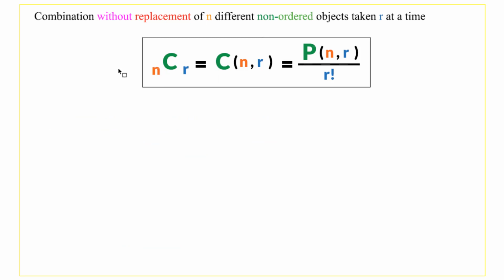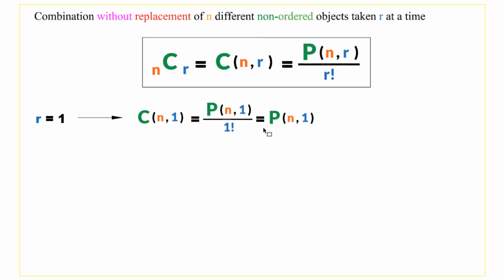So if r is equal to 1, so we are combining, let's say, 5 objects taken 1 at a time, what are we going to get? 5. We can use a formula if we want by substituting r equal to 1. So we get P(n,1) divided by 1 factorial, which is equal to P(n,1), and P(n,1) according to the previous formula is n factorial divided by (n minus 1) factorial, or n times 1 only one time. So we can get finally n.